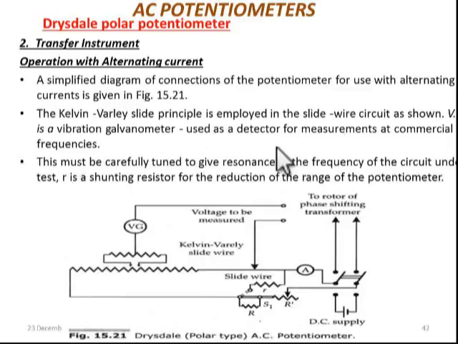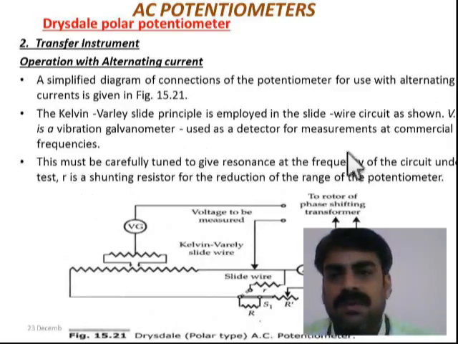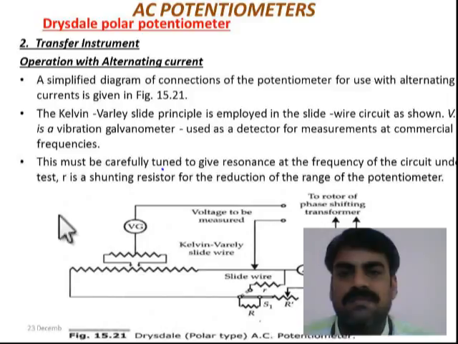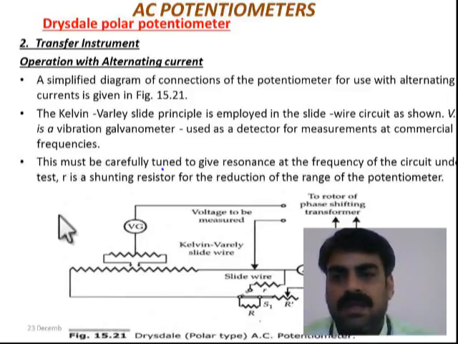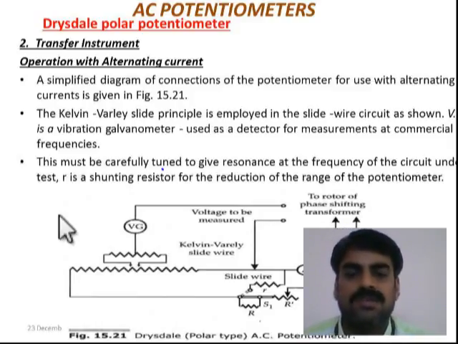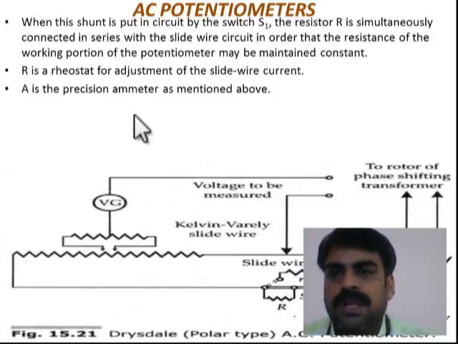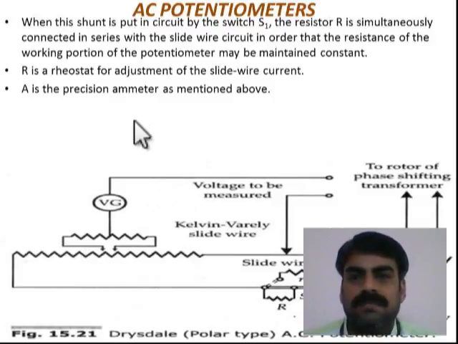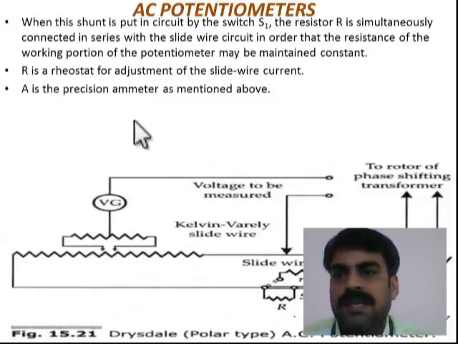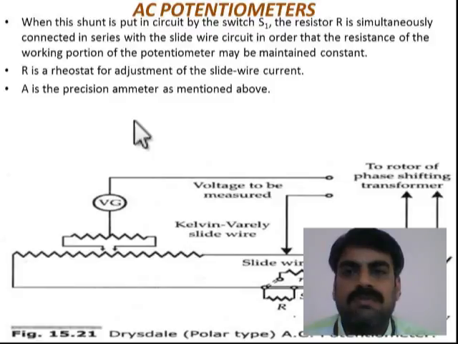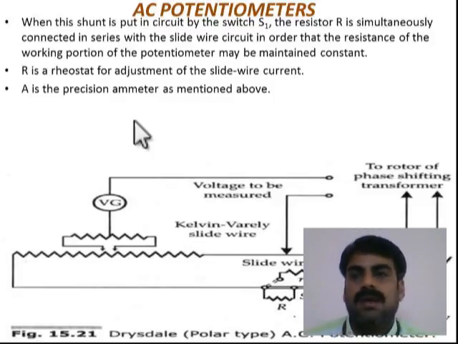And here the important thing is, since we are going to use a vibration galvanometer as a detector, this must be carefully tuned to give resonance at the frequency of the circuit under test. There is a small resistor R, a shunting resistor for the reduction of the range of the potentiometer, and when this shunt is put in the circuit by the switch S1, resistor R is simultaneously connected in series with the slide wire circuit, so that the resistance of the working portion of the potentiometer may be maintained constant.